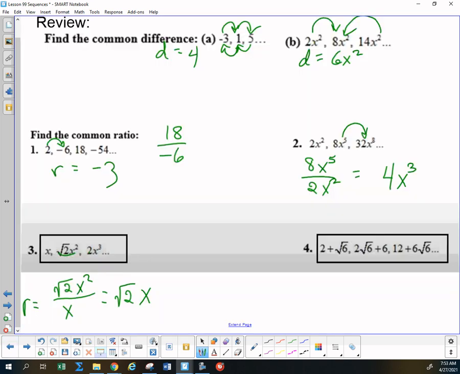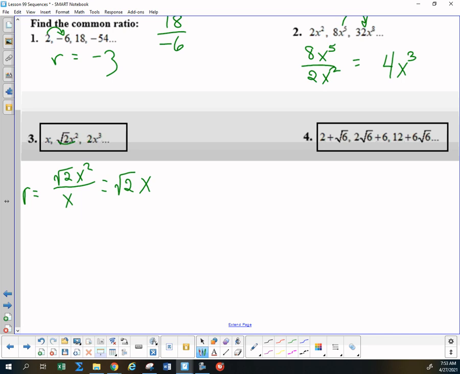And number 4 here. Oh my. That one looks really like a challenge to me. I don't think I can just look at it and say first term times what is the second term. I think I've got to do the dividing in there. So let me take my second term, 2√6 plus 6, and divide that by my first term, 2 plus √6. Micah, is it okay for me to leave it like that? Why not? What do I need to do?